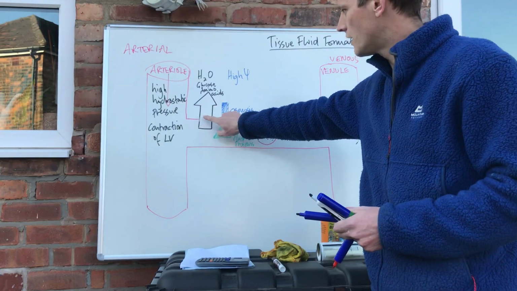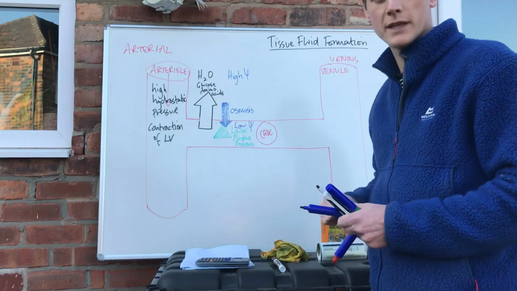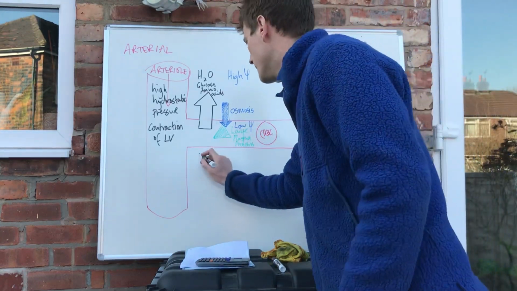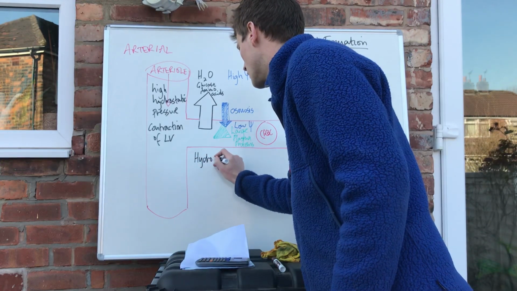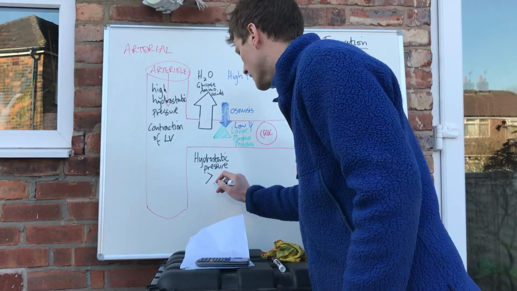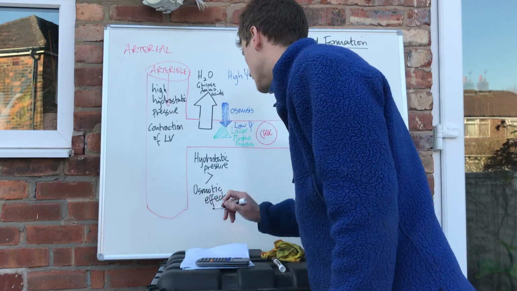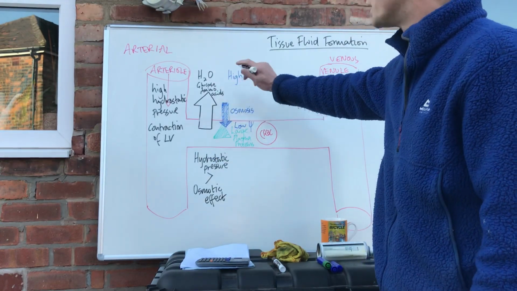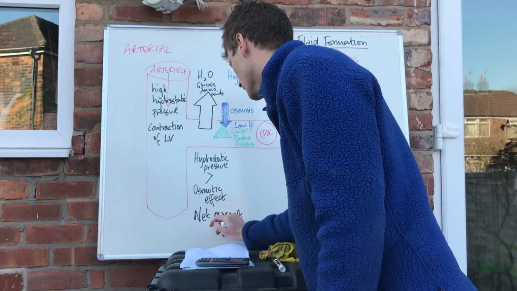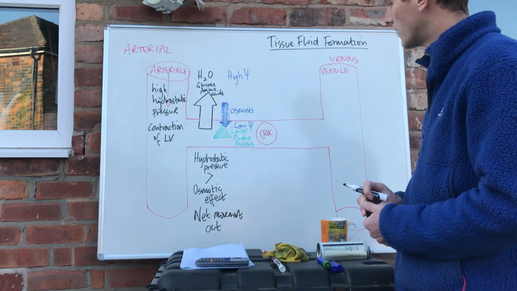Okay, what we notice here though is the loss of water due to that high hydrostatic pressure is greater than the osmotic uptake. And you see this on mark schemes written in a few ways. Okay, but it's important to remember that the hydrostatic pressure is greater than the osmotic effect or osmotic pressure. So we have net movement of water out, net movement out at the arterial end of the capillary.